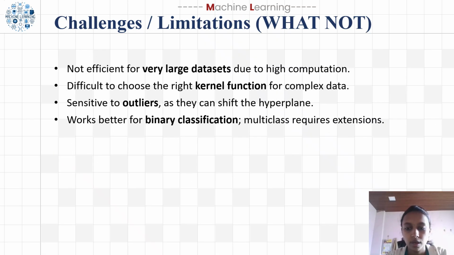Of course, SVMs are not perfect. They are computationally heavy for very large datasets. Choosing the right kernel function is tricky. They are sensitive to outliers. And while they work for binary classification, handling multiple classes requires extra extensions. Compared to deep learning, SVM does not scale well for massive unstructured data like images and videos. However, for smaller structured datasets, they are still a go-to algorithm.